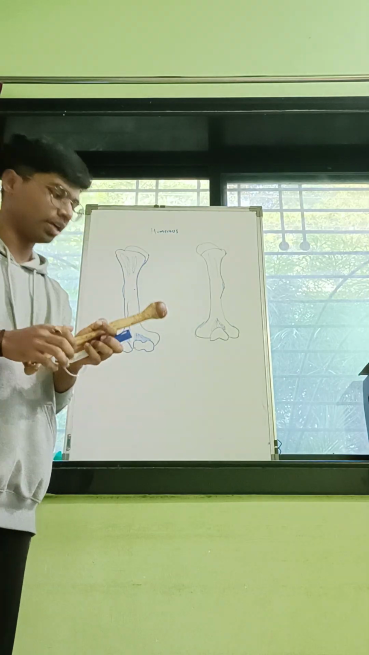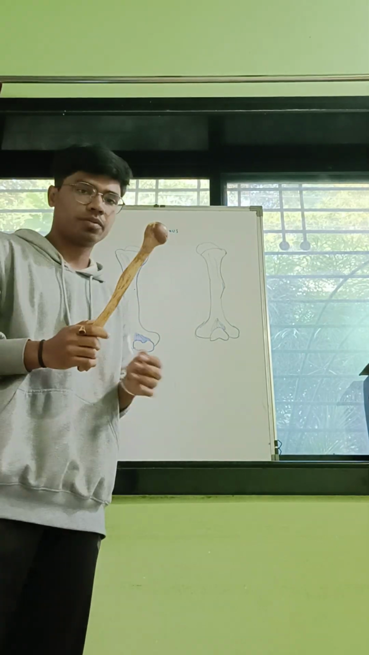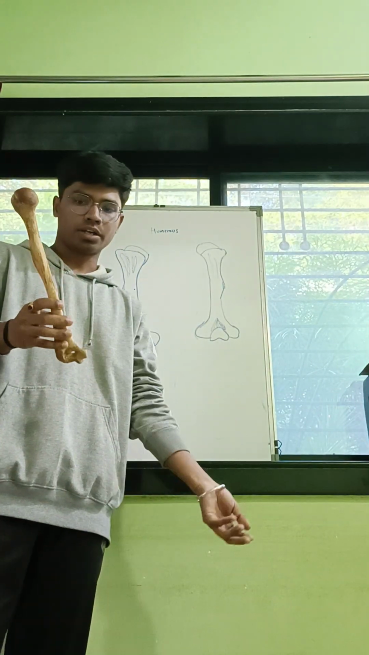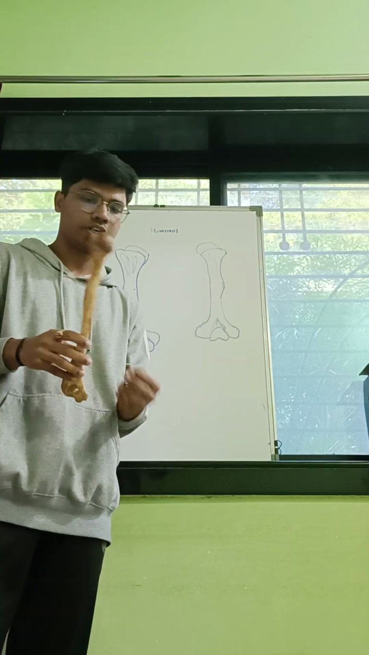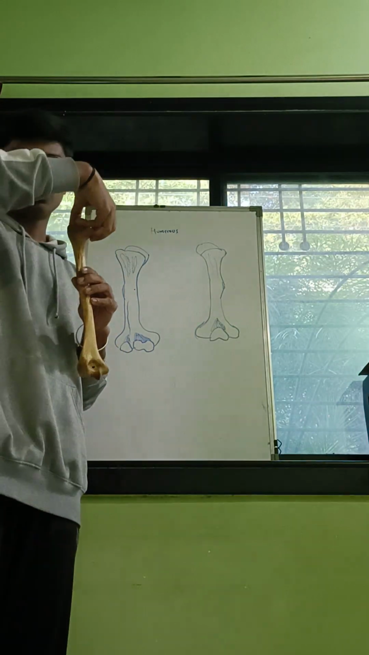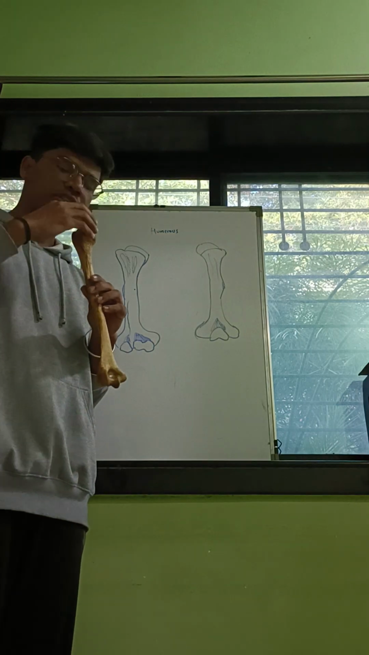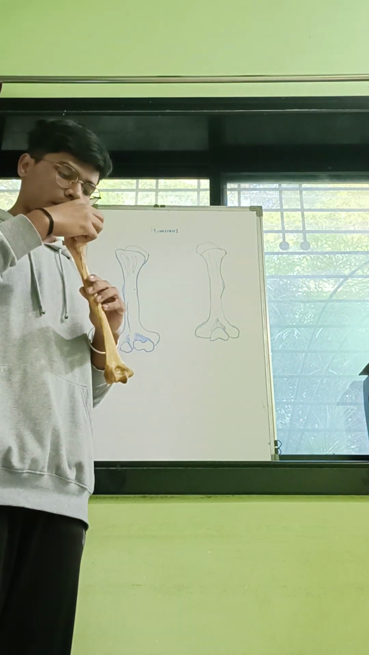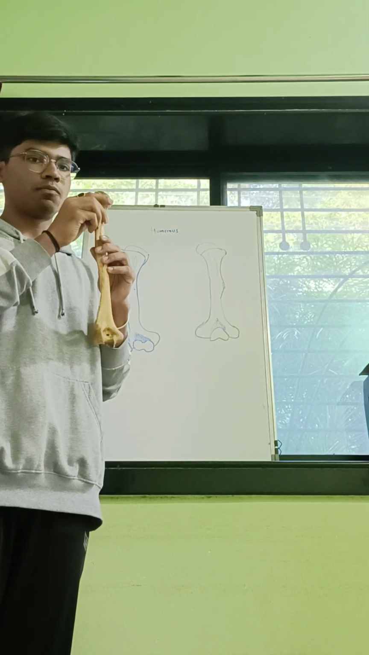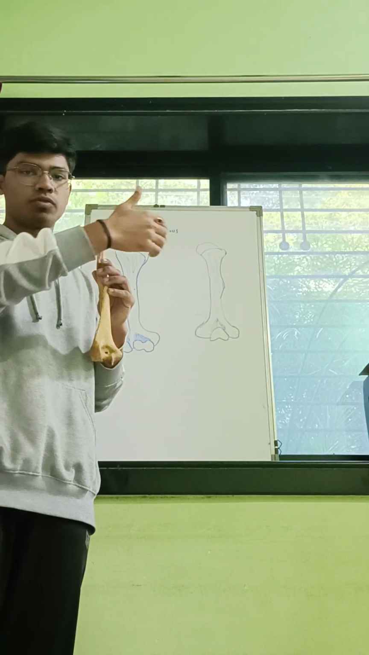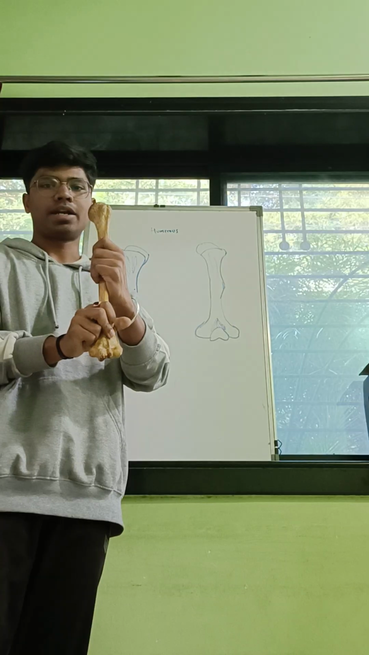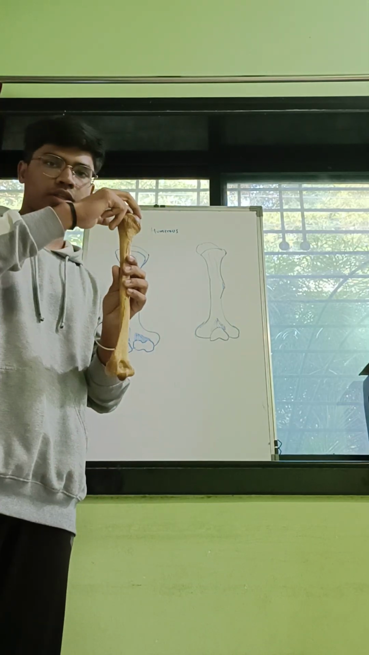Before discussing that, we should discuss its side determination. Which side of the humerus is this, left or right? How can you determine it? First of all, you should see the head of the humerus, which articulates with the glenoid cavity, and it should face medially, upwards and backwards. So this or this.